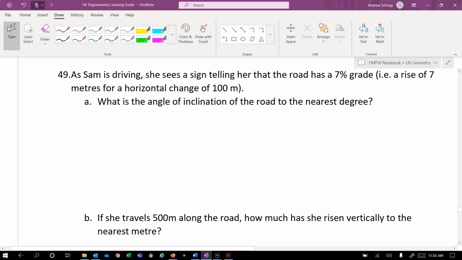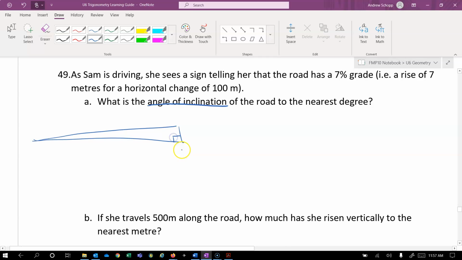Question 49. As Sam is driving, she sees a sign telling her that the road has a 7% grade. What that means is that it has a rise of 7 meters for every horizontal change of 100 meters. What's the angle of inclination of the road to the nearest degree?